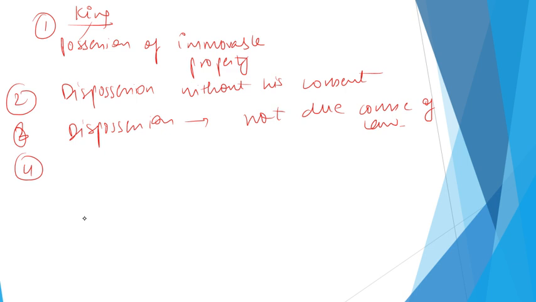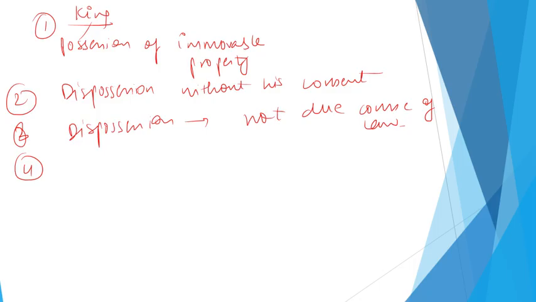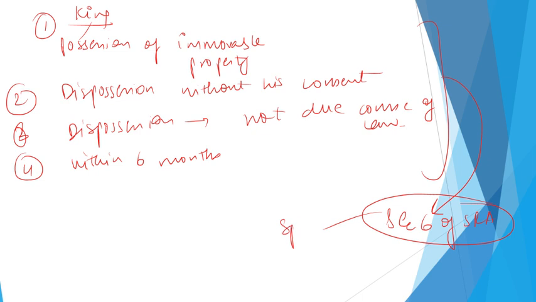And then the fourth one is, this king now goes to court within 6 months of dispossession. ठीक है, after dispossession happens, within 6 months he has to go to court. If all these ingredients are fulfilled, then it is a case which can be filed under Section 6 of SRA, which is a specific relief remedy.